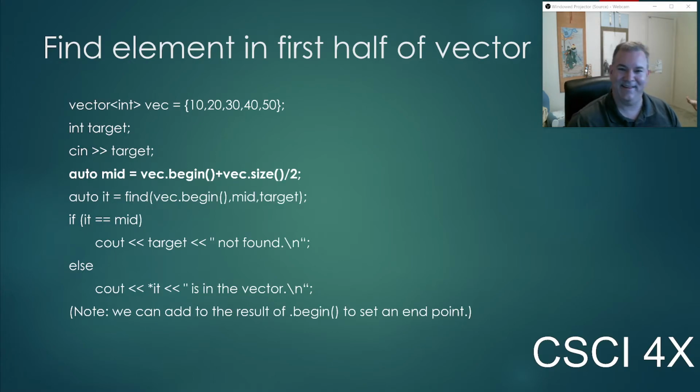Okay, so you can use ranges to just do operations on part of a vector. For example, if you just wanted to search through the first half of a vector for a number, then you can say from the beginning to, and I'm going to make a variable here called the midpoint. That's the beginning plus vector size divided by 2.